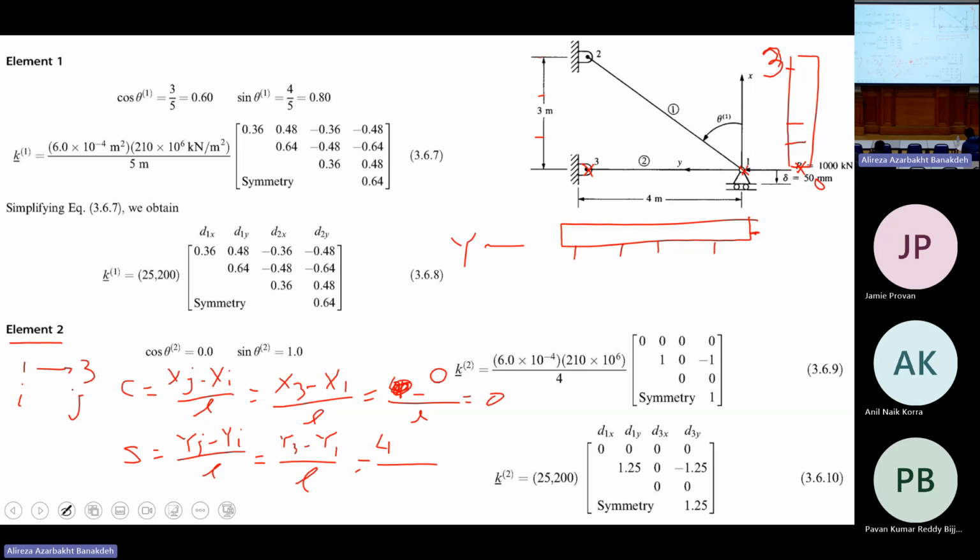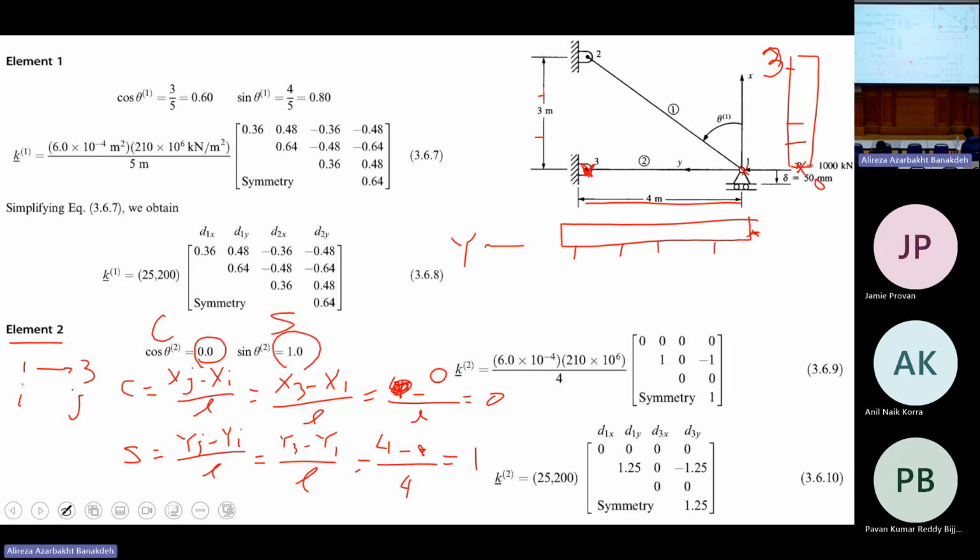For what? For S, Y3, 4. 3 is here. Node number 3 is here. It's 4 meters from 0 in the y-axis, right? Minus Y1. What's Y1? 0, divided by L for element number 2. What is the length for element number 2? 4. This is 1. 0 and 1. This is C. This is S.